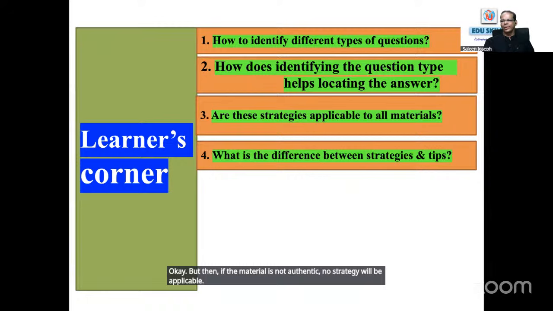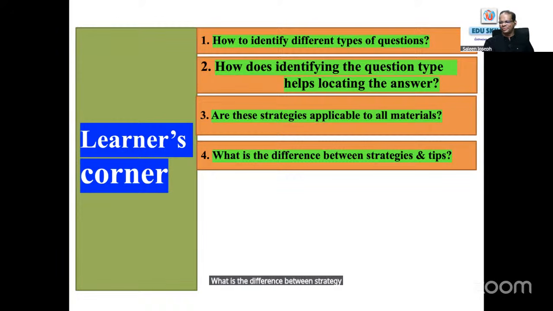Fourth one, what is the difference between strategies and tips? Anybody? If you know, just type in the YouTube comment space.